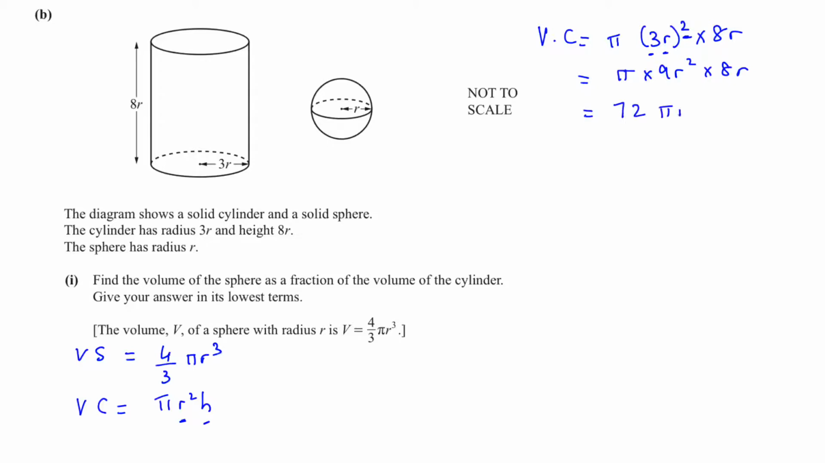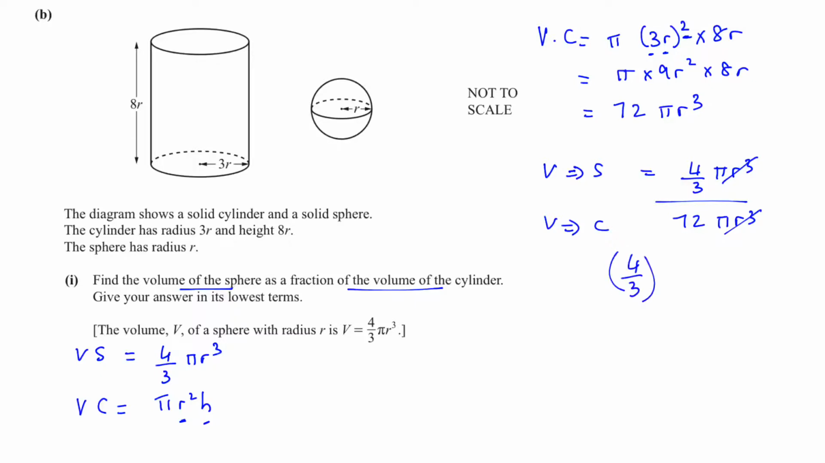72 pi r cube. We want the volume of the sphere as a fraction of the volume of the cylinder. So this volume of sphere is 4 over 3 pi r cube, and the volume of the cylinder is 72 pi r cube. The pi r cube will get cancelled. Divide 4 over 3 divided by 72, and you will get 1 over 54.